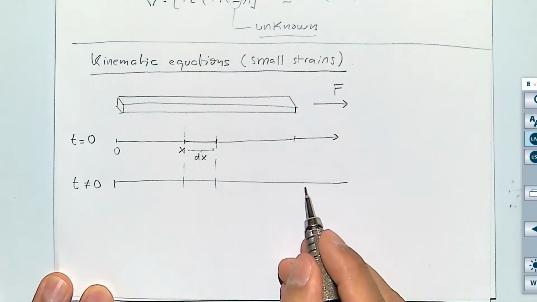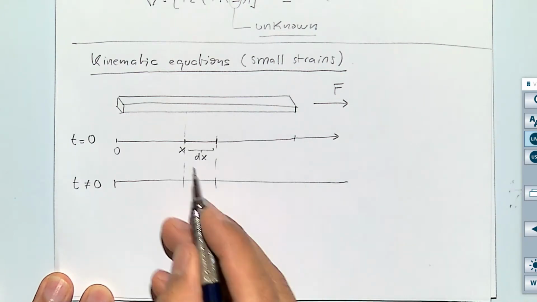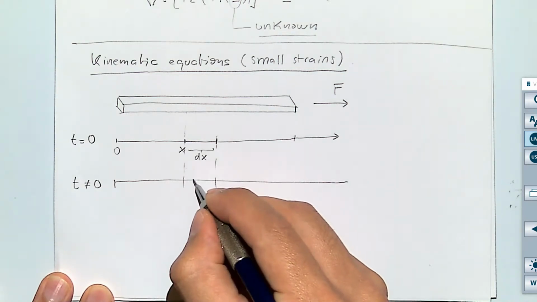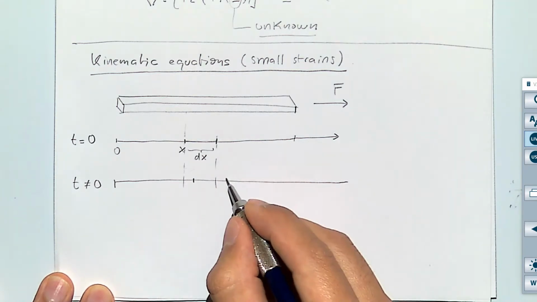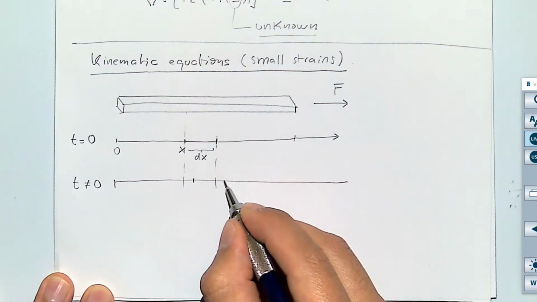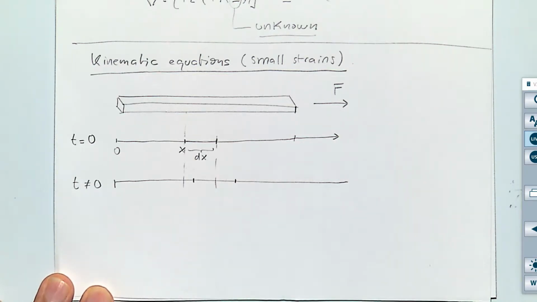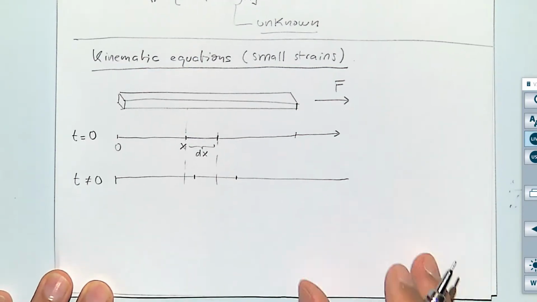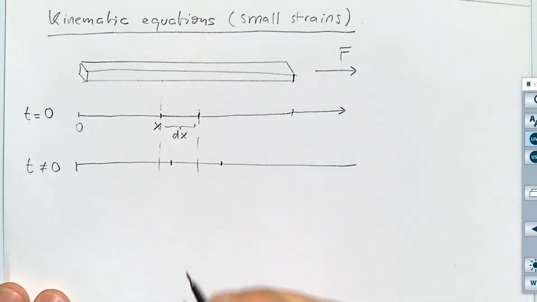If this is an elastic material, this is going to stretch, and this point is going to move somewhere over here, and this other point is going to move also somewhere over here, but because it is stretched a little bit more, it's going to be a little bit further, somewhere over here. So let's see how we can define the new positions based on the original position.